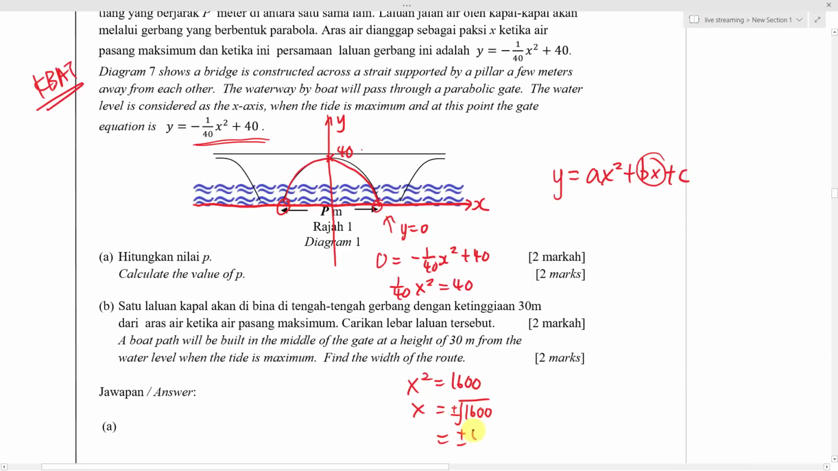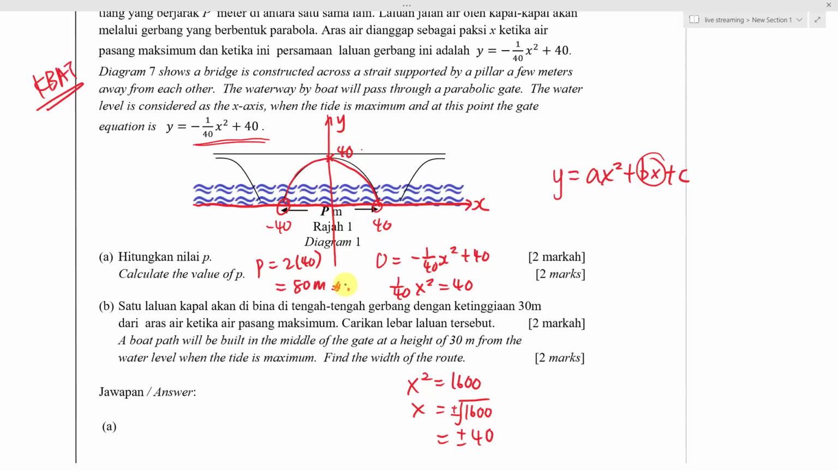Then x equals positive or negative 40. So this side is negative 40, and the other side will be positive 40. But p is a measurement in meters, right? If you read carefully, p is actually a length, so I will not do any negative thing for length. So I know p is 2 multiplied by 40. P is 80 meters. You can see from negative 40 to 40, it's 80 meters. It makes sense.